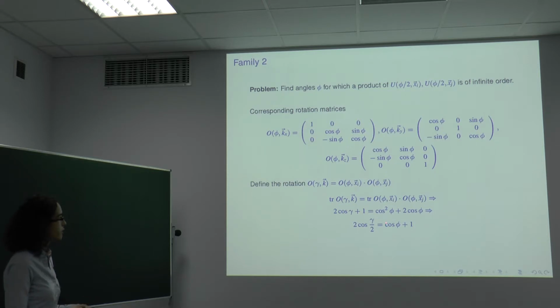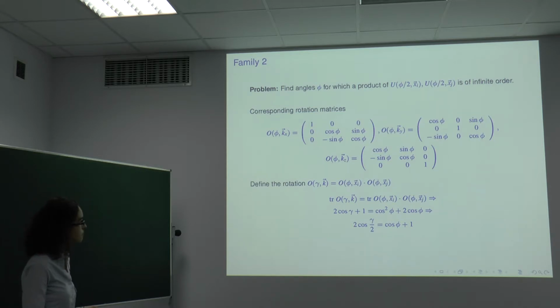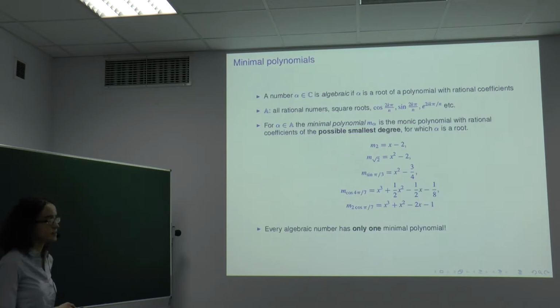So we have an algebraic equation with trigonometric functions, and we ask for which phi gamma is a rational multiple of pi. At first sight, the answer seemed to be very difficult. However, using some facts and tricks from number theory, one can solve this problem quite easily. So in the next slides, I will present these facts and some basics of algebraic number theory.